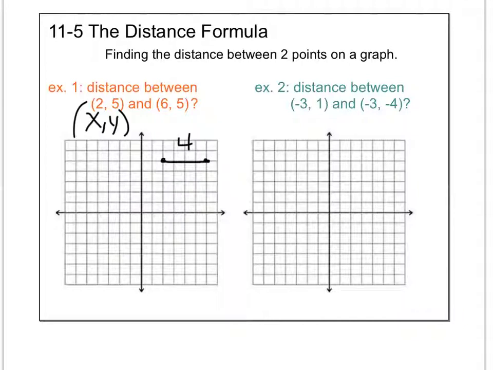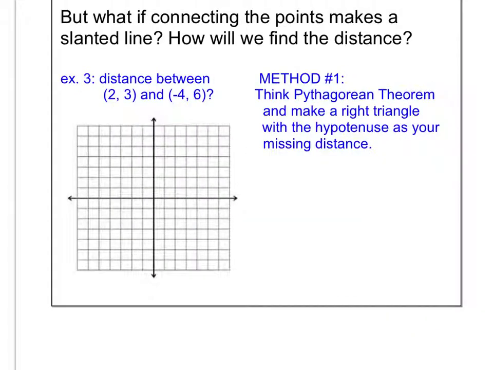In example 2, instead of having a horizontal line, we're going to have a vertical line. And with that, you're still just counting, but you're going up and down. So we look for the difference, and we have that 5. When we're trying to figure out what that slanted line is going to be, we can use what's called the Pythagorean theorem, so that A squared plus B squared equals C squared. Or we use the distance formula, which we'll look at in a minute. So 2, 3 is our first point. Negative 4, 6.